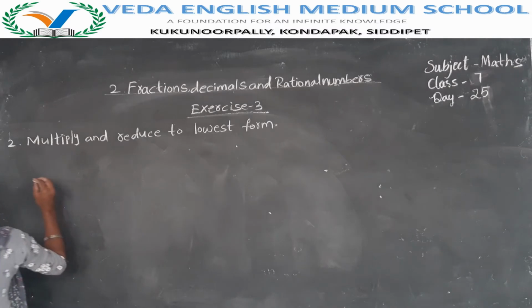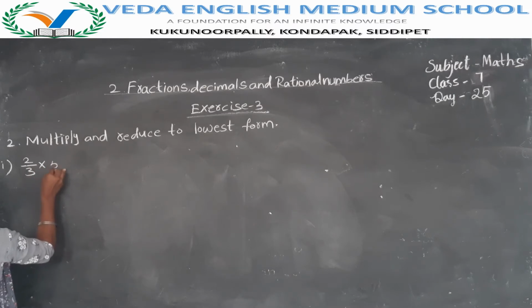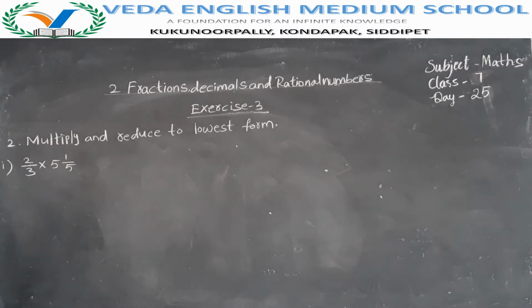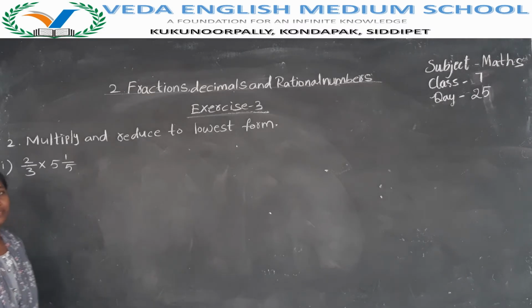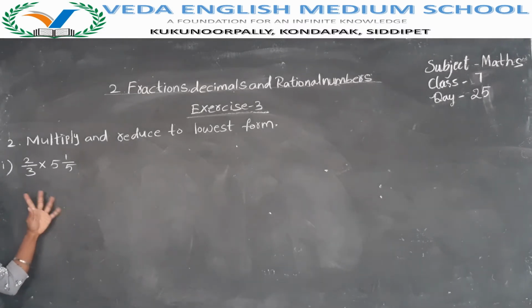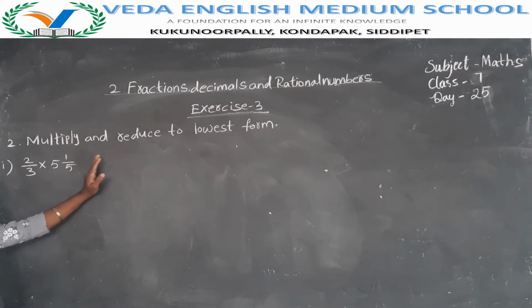In the second bit, first question is 2 by 3 into 5 into 1 by 5. Now, have you understood the question? Multiply and reduce to lowest form. First of all, we have to multiply the given fractions. Afterwards, we have to reduce that fraction into lowest form.